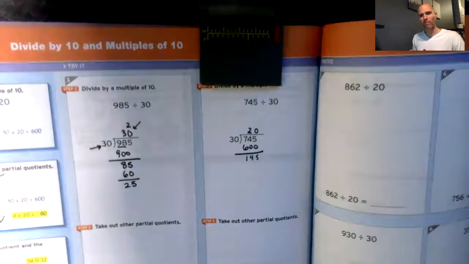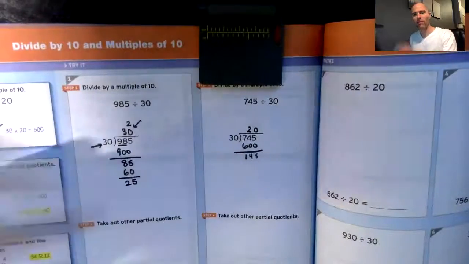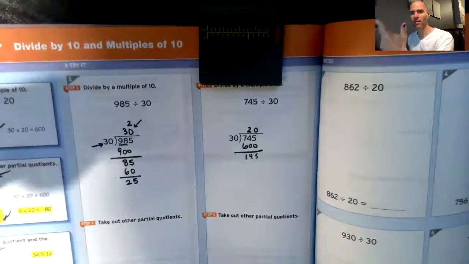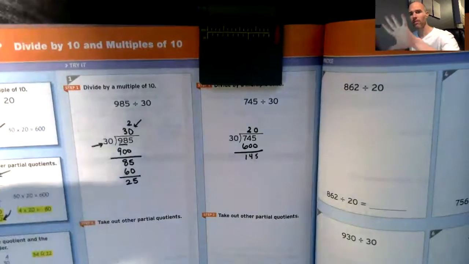That's a little bit tough, but think of it as your 3s instead of 30s. When I count by 3s, 3, 6, 9, 12, 15. 15, that's 5 3s.